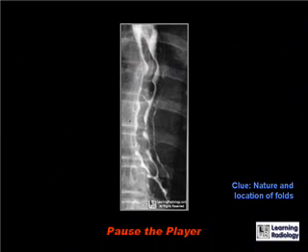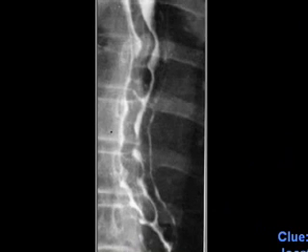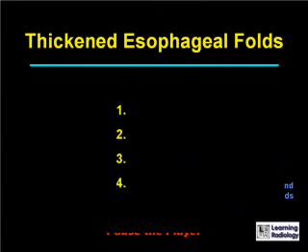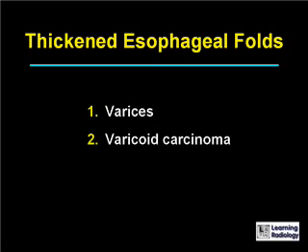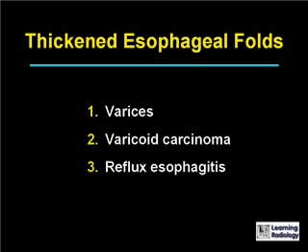This is the next differential diagnosis. The differential is for thickened esophageal folds. There are 4 causes. The causes for thickened esophageal folds are esophageal varices, a varicoid carcinoma, reflux esophagitis, or lymphoma.